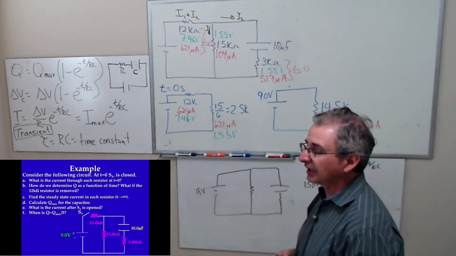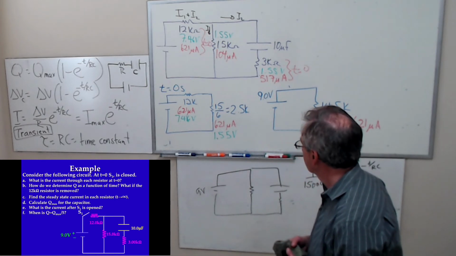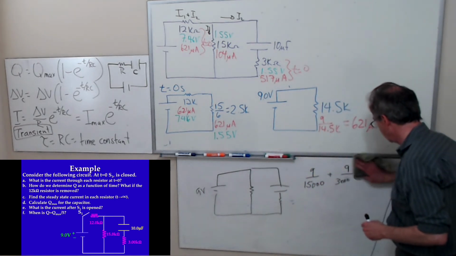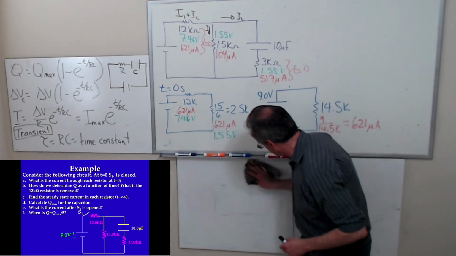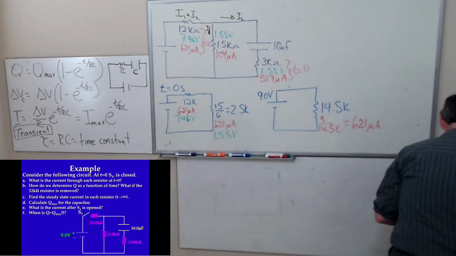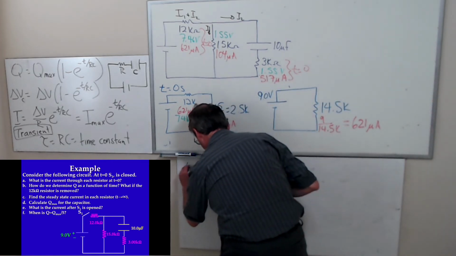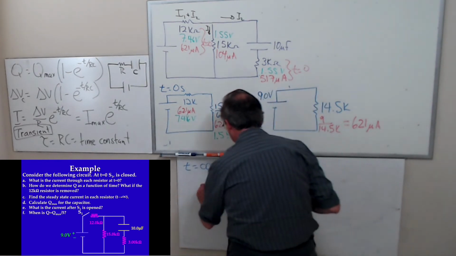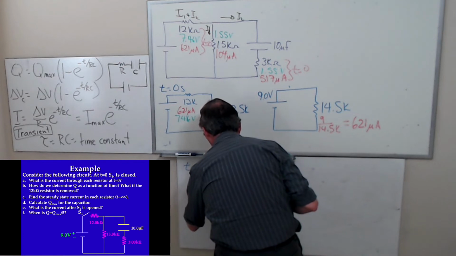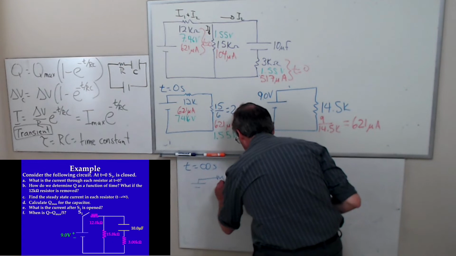Let's find a steady state current now. I'll put the time again. And so at t equals infinity, how does the circuit behave? That's an open circuit. So all I have, oh, it's really easy now.